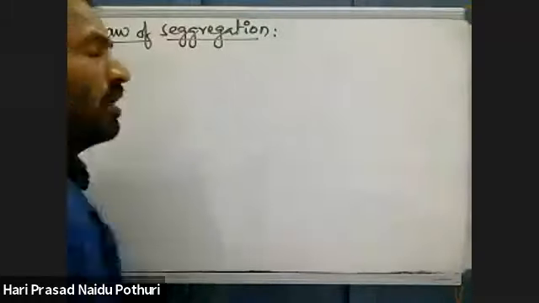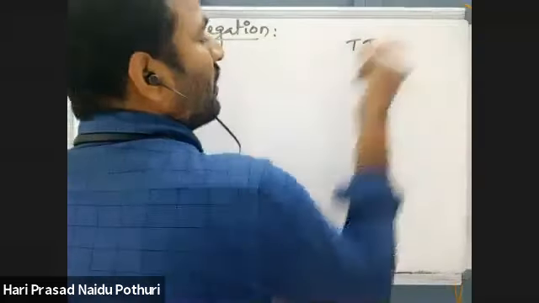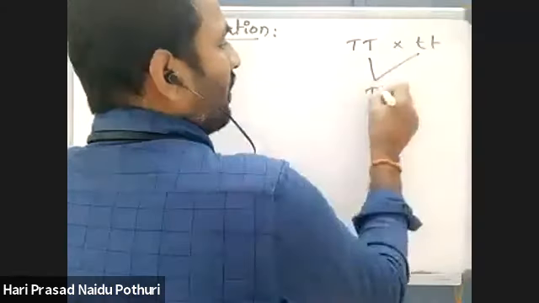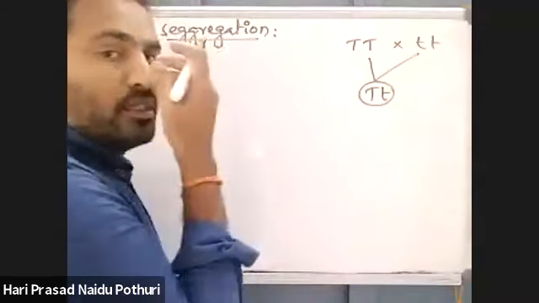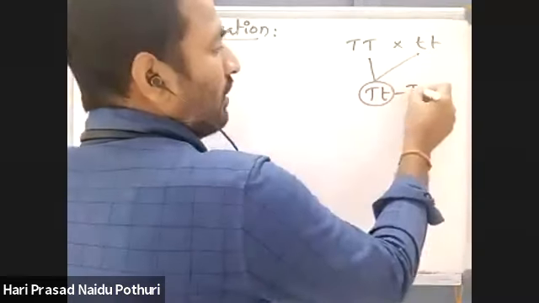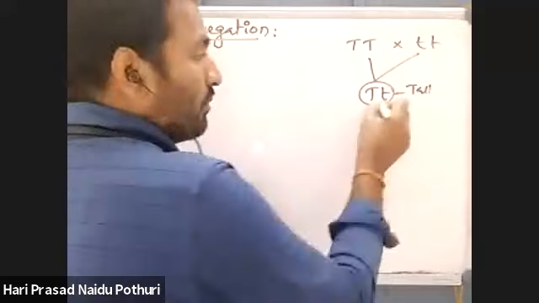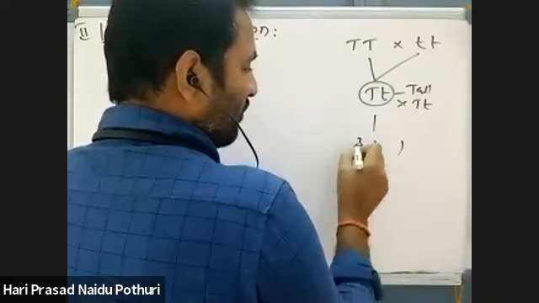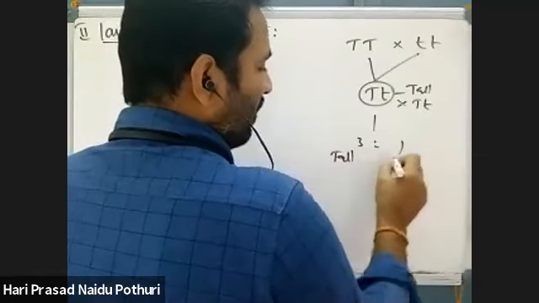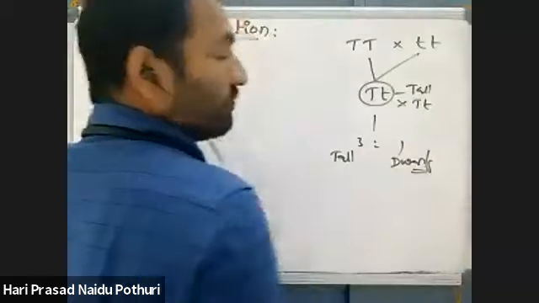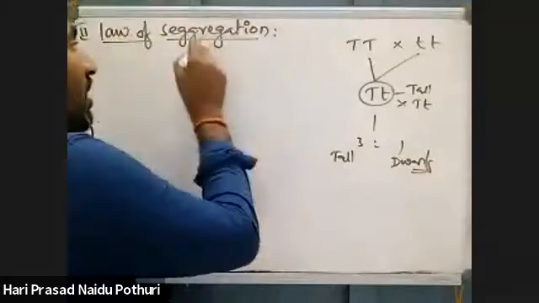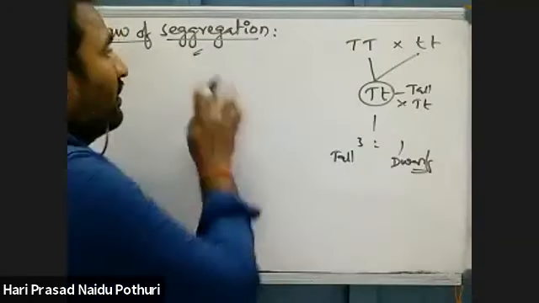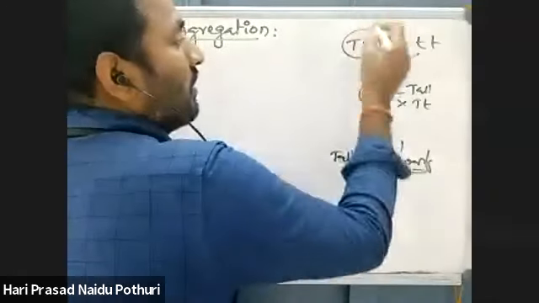See here, in a monohybrid cross, all F1 have the tall character, which is dominant. But when F1 is selfed, a 3:1 ratio is formed in F2. 3:1 means 3 are tall, 1 is dwarf. This law of segregation is based on the non-blending of the alleles.